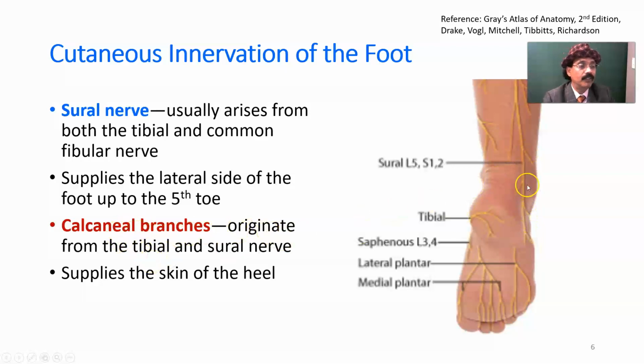Calcaneal branches. These are the calcaneal branches from the tibial nerve like this, and from the sural nerve. Maybe some branch may come here or may not in an old person, but usually there is contribution from the tibial nerve and the sural nerve for the cutaneous innervation of the skin over the heel of the foot. Calcaneal branches originate from the tibial and sural nerves. They supply the skin of the heel, this part. Okay, we got that.